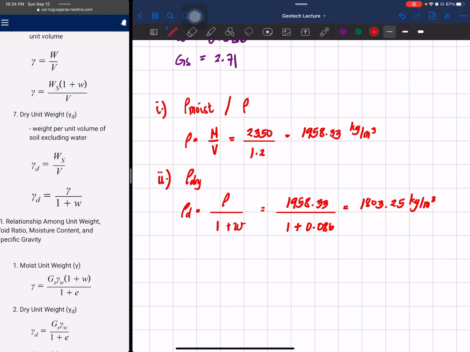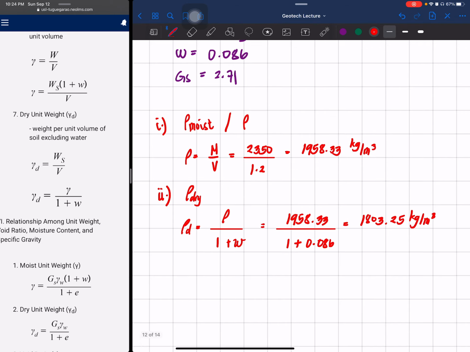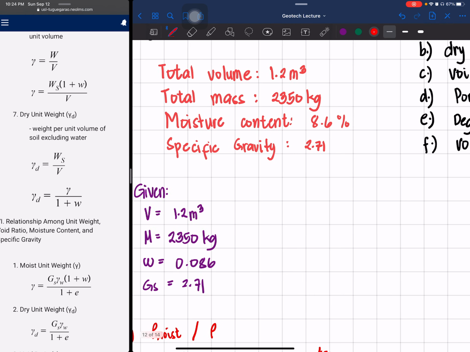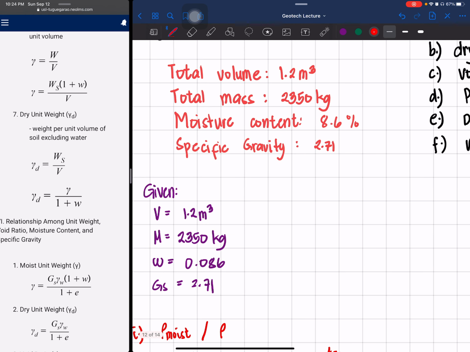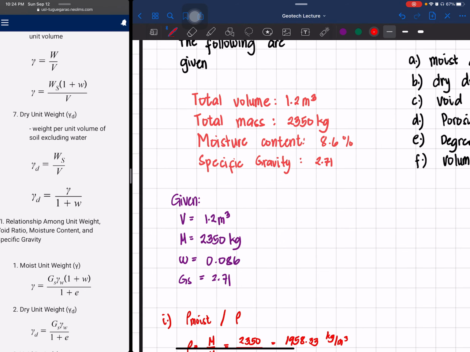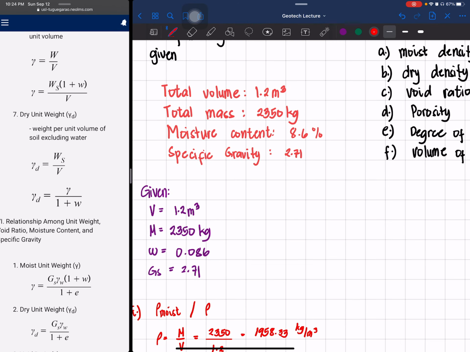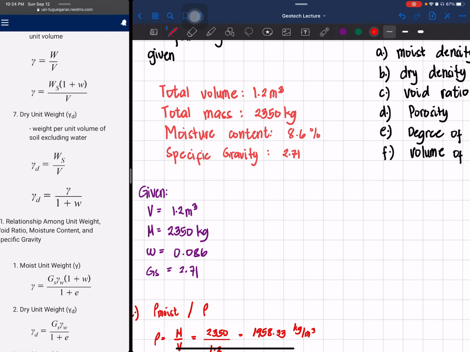So do not be confused, guys. I always repeat that gamma and rho are actually interchangeable. For all your formulas for gamma, just replace the gamma with the density symbol, and that is already your formula for the density. Just replace the symbols and manipulate it.